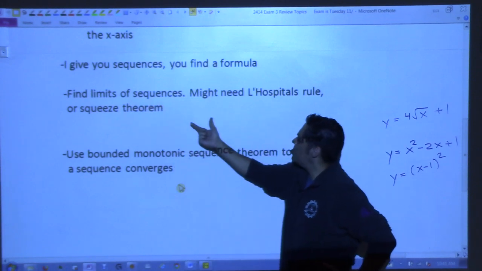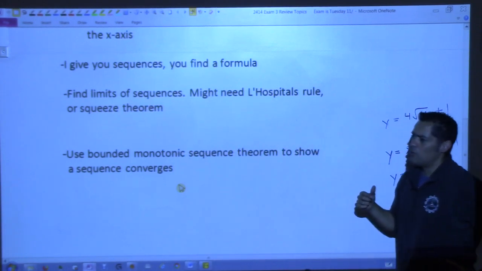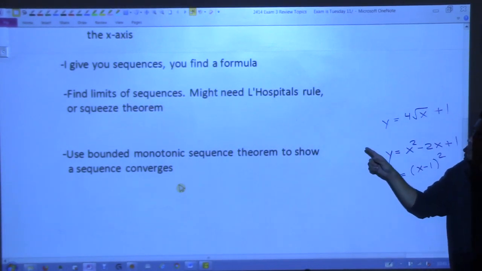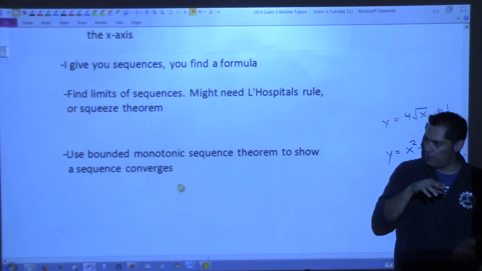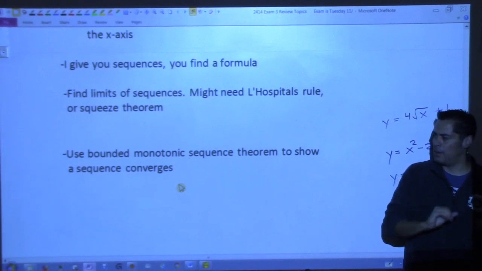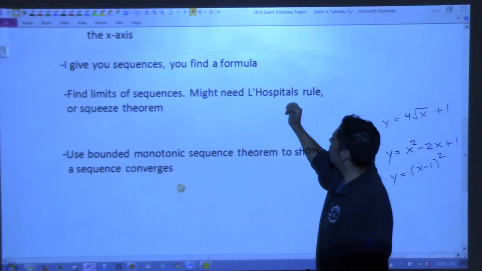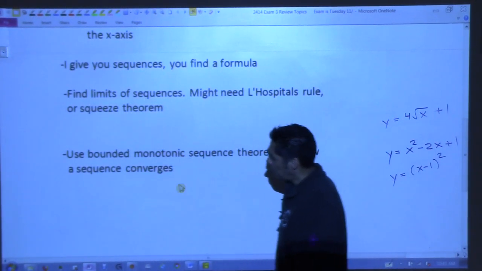That was a homework assignment. You might need to use L'Hopital's rule. Remember, on this test, if you're going to use L'Hopital, you need to switch it to a function of x, and then do your L'Hopital and then go back and give me your result. All right? Or you also might need the squeeze theorem.